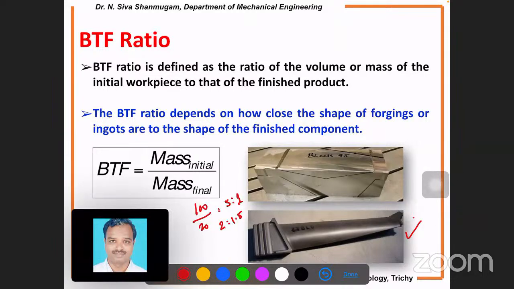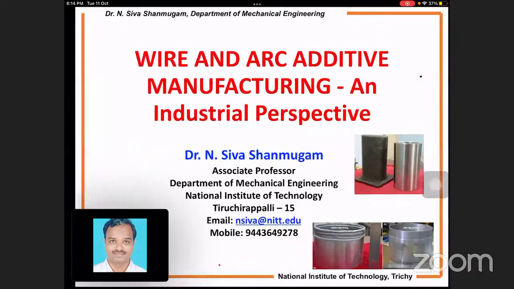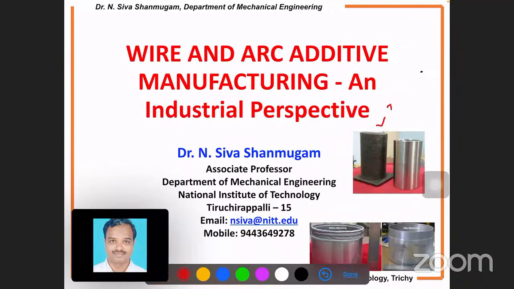It is nil, meaning it is not completely zero, but compared to the subtractive manufacturing methodology, this is almost nil. I want to show the picture. In the first slide itself, I showed that to you. This is something developed using the 70S6 filler wire, a mild steel filler wire of diameter 1.2 mm. I am creating this type of hollow cylinder.